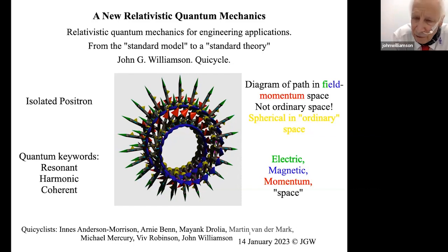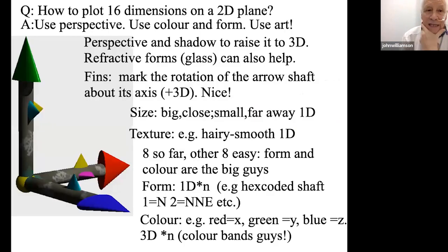And what do I mean by field momentum space? Well, I'll come onto that right now. This is a plot of three right-handed axes, and these are the axes which are used in the previous plot. So green electric, blue magnetic, and electric cross magnetic, the Poynting vector, red.